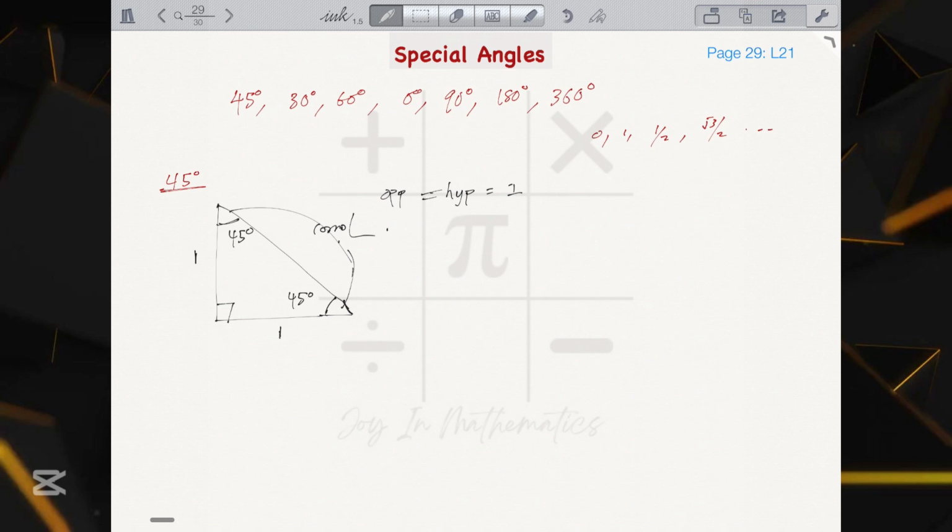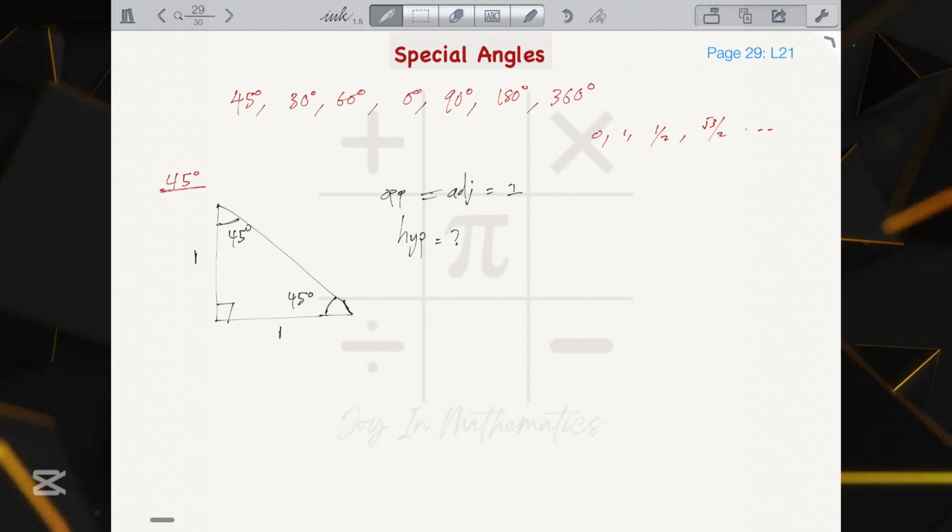All right, let's erase that part. So 45 degrees and 90 degrees will sum up to give us 180 degrees, which is the sum of angles in the right angle triangle. So the opposite is equal to the adjacent, which is equal to 1. The question: what is the hypotenuse?